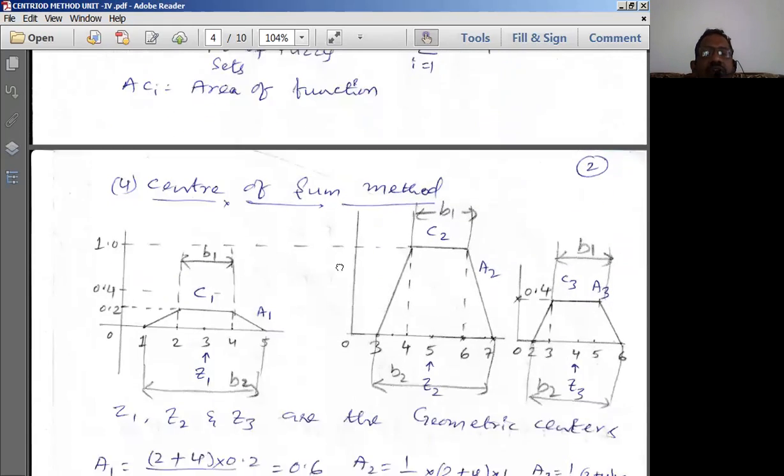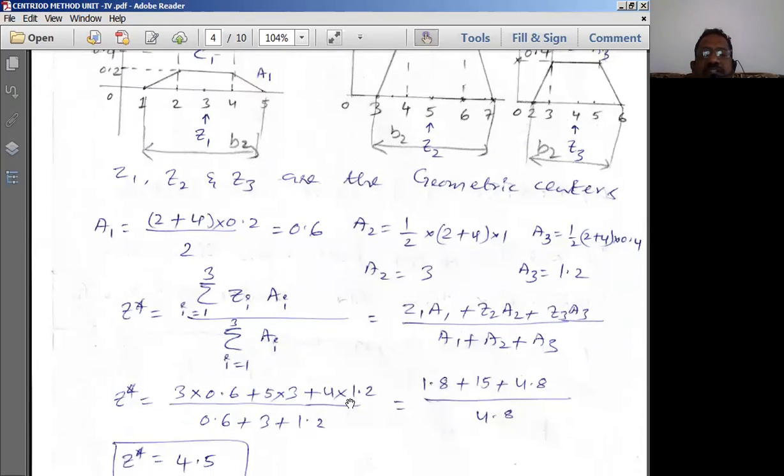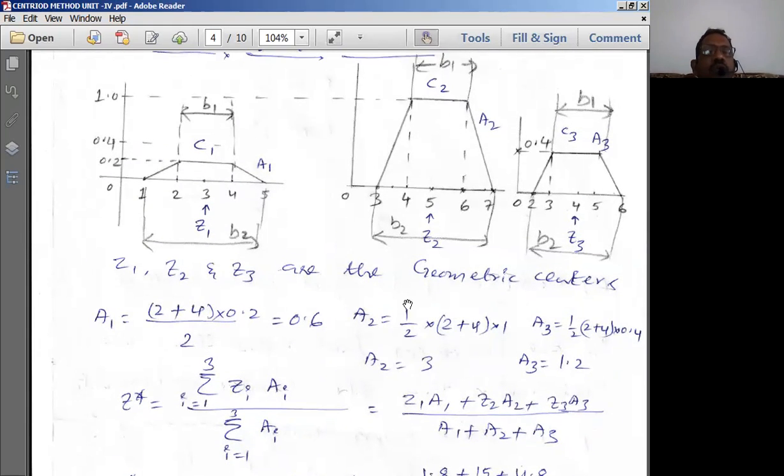AC1 is the area of the function. We have three such fuzzy sets. Now when these three fuzzy sets are combined, what is going to be the crisp value we are going to find? Individually you have to do it now. Individually, what is the center of this particular fuzzy set? Z1 is the centroid of this one, Z2 is the centroid of fuzzy set C2, and Z3 is the centroid of fuzzy set C3.